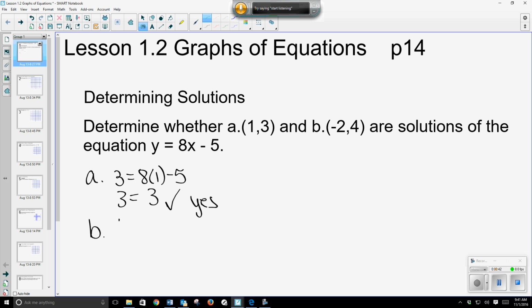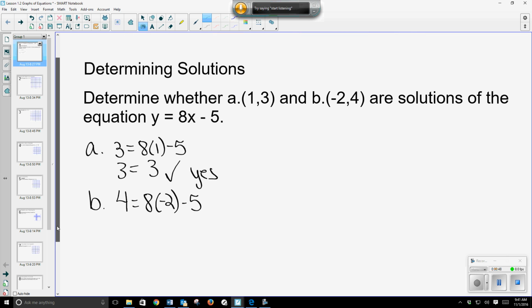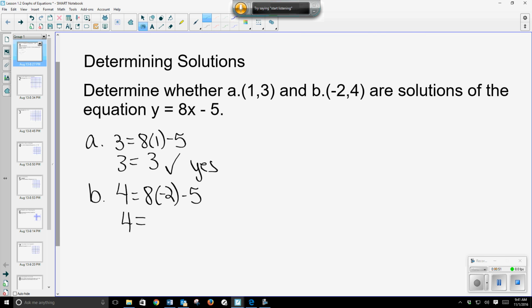Part B is 4 equal to 8 times negative 2 minus 5. So that's what, negative 16 minus 5 is negative 21? Is that right? So that's not equal. The answer would be no. Anytime you're plugging in and checking to see if things are equal, and if they're not, put a slash through that to show that that's not equal. You don't want to leave an equal sign there. So if I graph this line, this point will be on that line, this point will not be on that line, right? That's what that means.